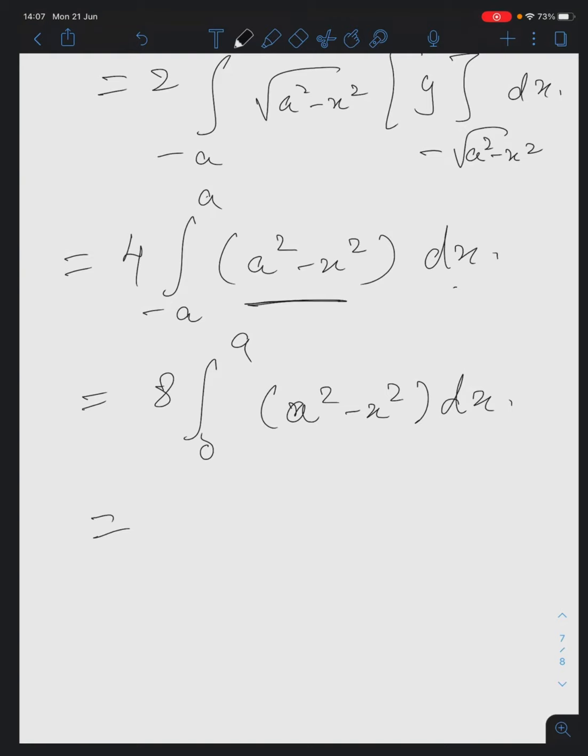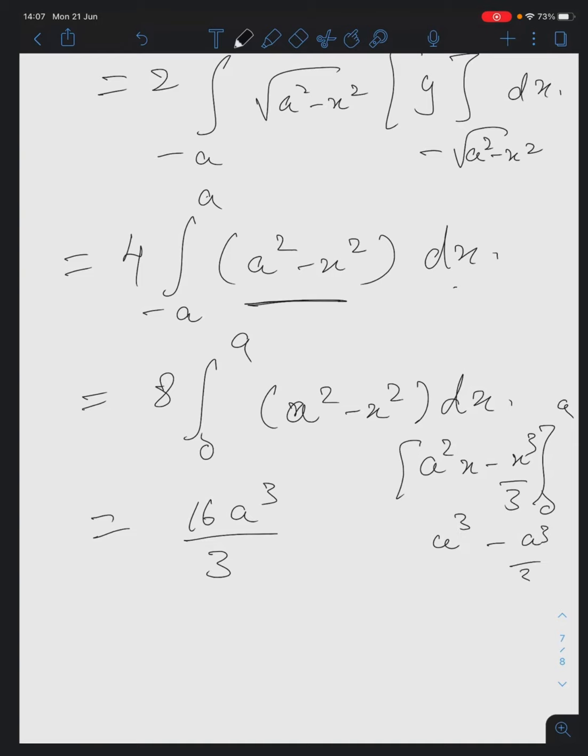Sixteen a cube by 3. What about others? You will get a square into x minus x cube by 3, with limits 0 to a. So here also, for the lower limit 0, you will get only a cube minus a cube by 3, multiplied with that. If you solve it, 2 into 8 will be 16, by 3 you will get. That's the correct answer. What about others?